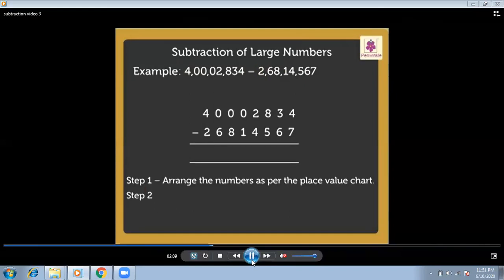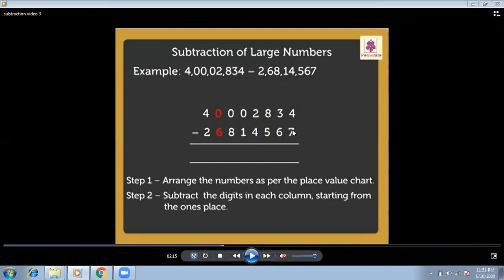Step 2, subtract the digits in each column starting from the ones place. Means you have to start subtraction from the ones place. It is not only about subtraction. This condition applies in addition and multiplication as well.